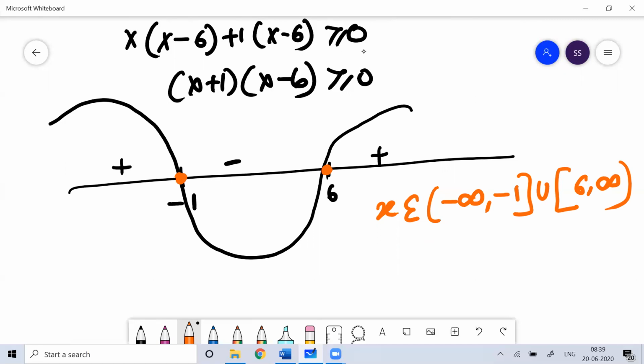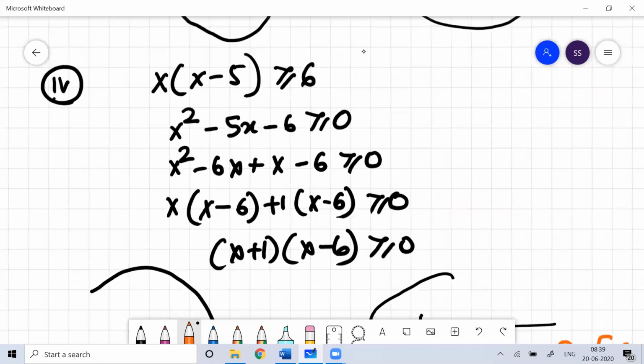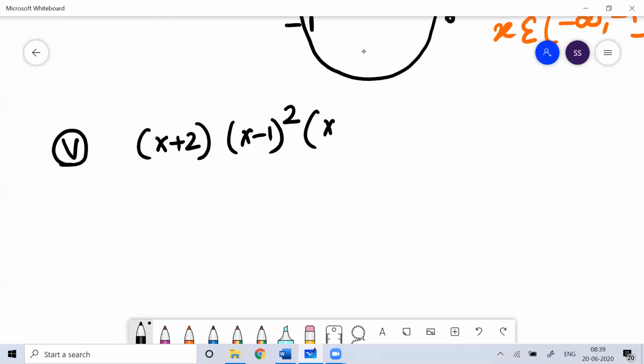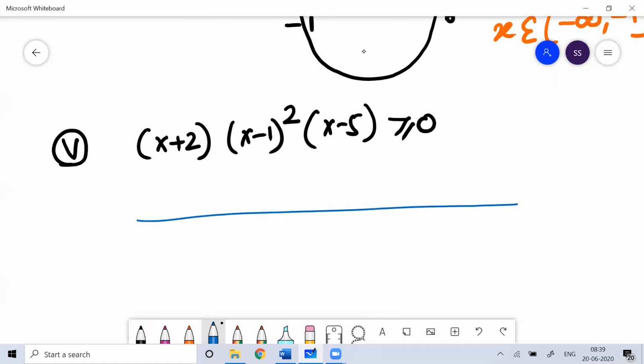Okay, fine everyone. Now suppose I ask you another question: x plus 2 into x minus 1 whole square into x minus 5 is greater than or equal to 0. Again, you will determine your critical points. Your critical points are minus 2, 1 and 5. Now, as I told you, the coefficient of x everywhere is positive, so you can directly put a plus sign here.